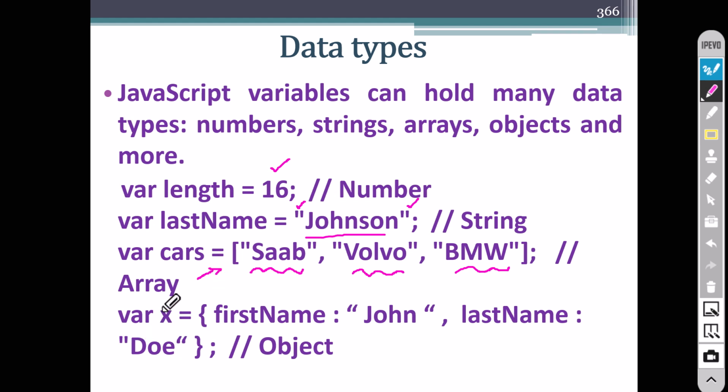And you can also declare an object, which has name and value pairs. So first name is the name and the value of it is John, and we have last name, which is the name, and after the colon you'll have a value. So name colon value is the name-value pair. So numbers, strings, arrays, and objects.